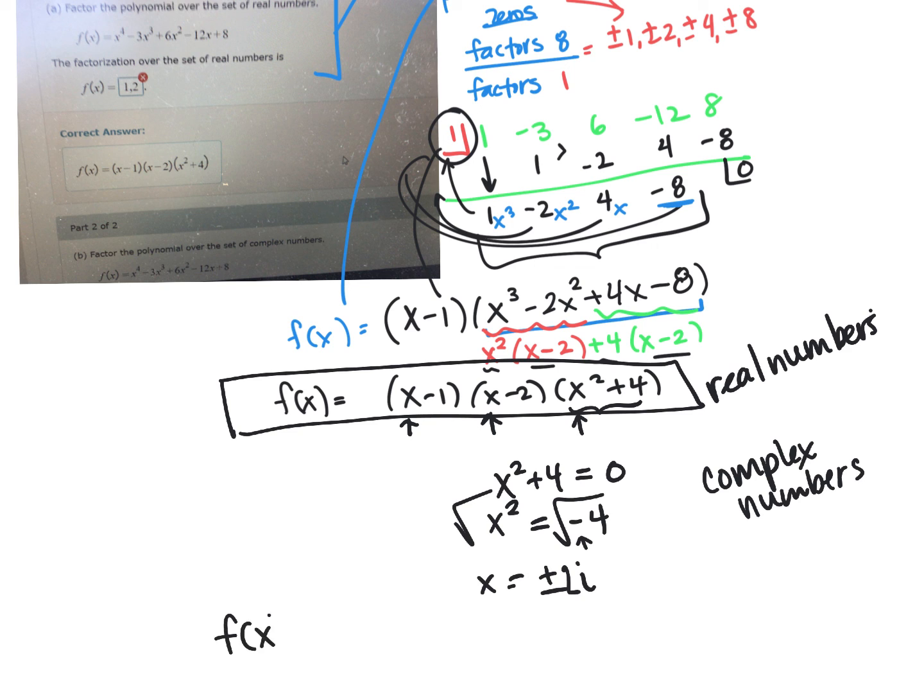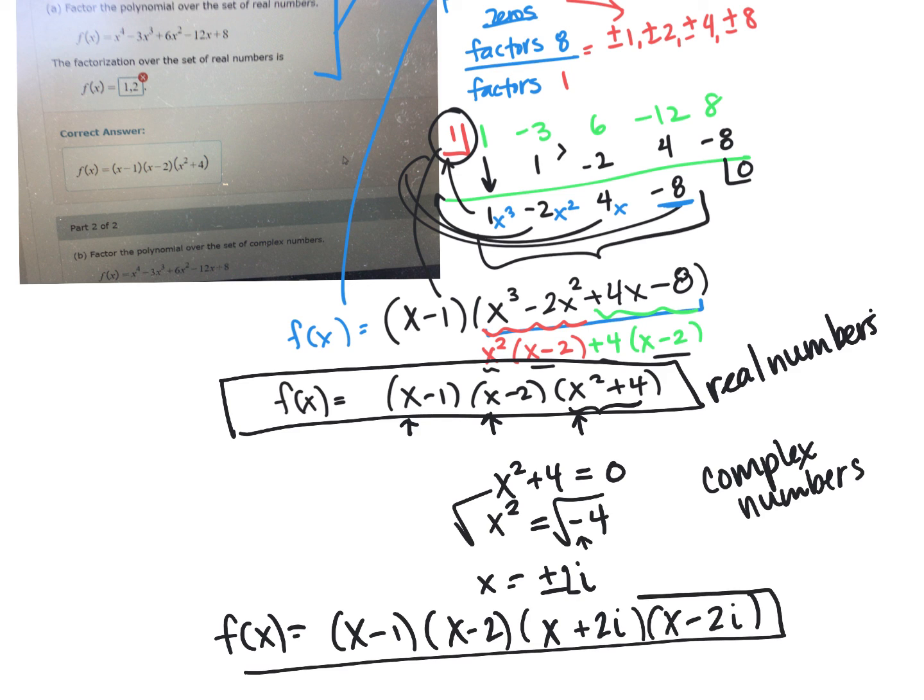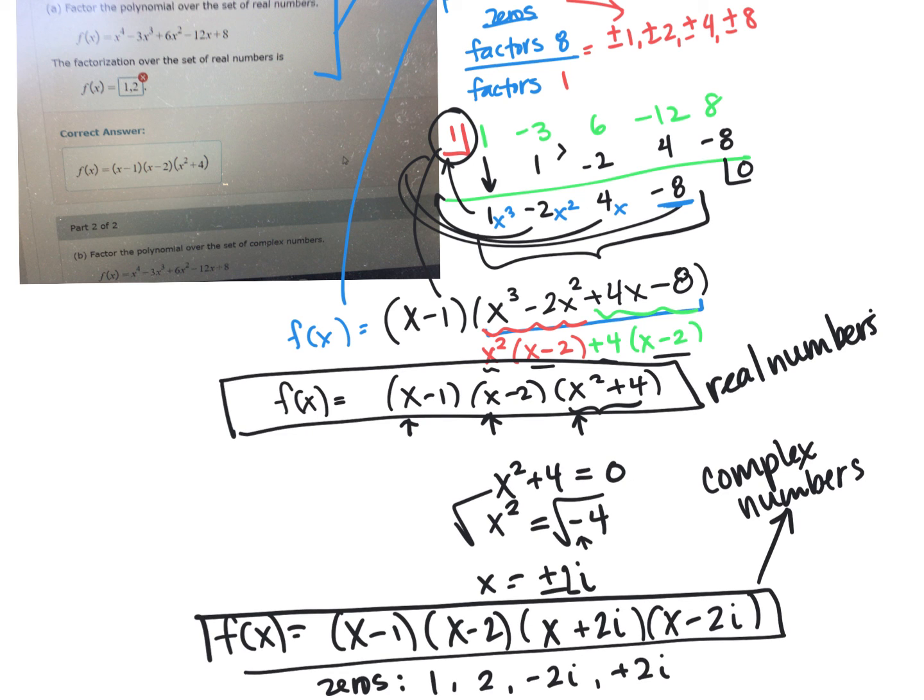So under the complex numbers, I'll still have x minus 1 as a factor, x minus 2 as a factor. Now I'm going to have x plus 2i and x minus 2i for my other factors. And so for my final answer, factored over the complex numbers, that's what I would have. And so overall, just to keep in mind, my zeros are going to be 1, 2, negative 2i, and positive 2i. So hope that helped.